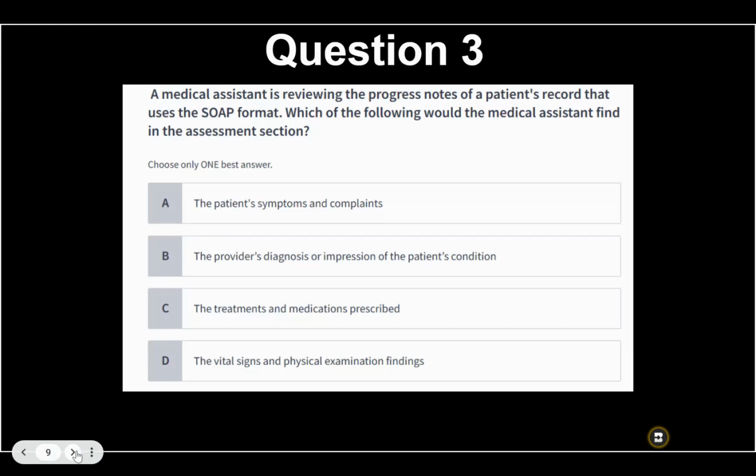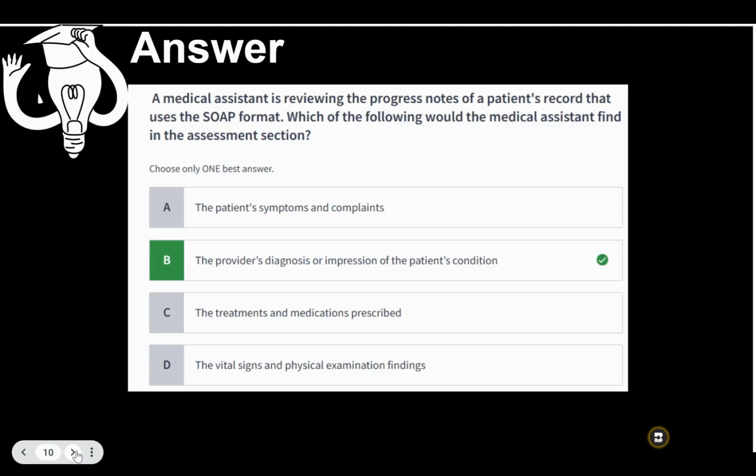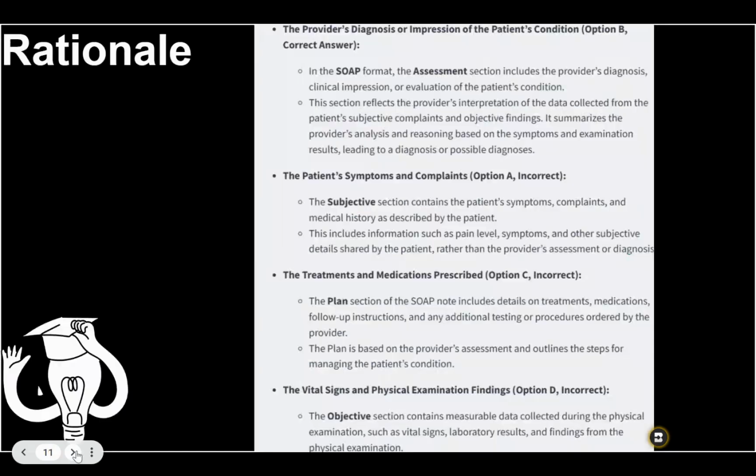Question number 3. A medical assistant is reviewing the progress notes of a patient's record that uses the SOAP format. Which of the following would the medical assistant find in the assessment section? Would it be A, the patient's symptoms and complaints, B, the provider's diagnosis or impression of the patient's condition, C, the treatments and medications prescribed, or D, the vital signs and physical examination findings? If you said B, the provider's diagnosis or impression of the patient's condition, then you are correct.